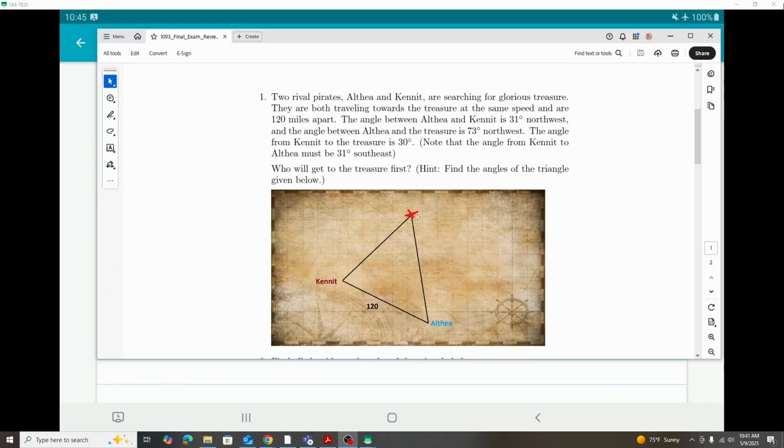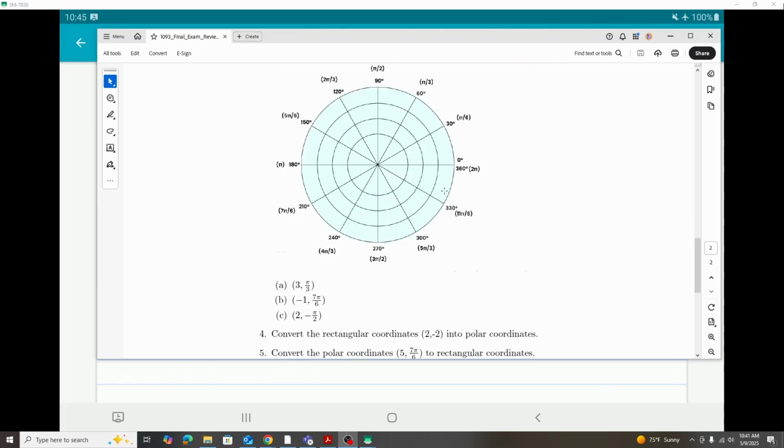So the goal of this review is just to help you out with some problems that maybe you haven't been tested on yet. So it includes sections 5.1, 5.2, that was all the triangle stuff that we talked about, law of sines, law of cosines, and also the polar equation, polar coordinate stuff.